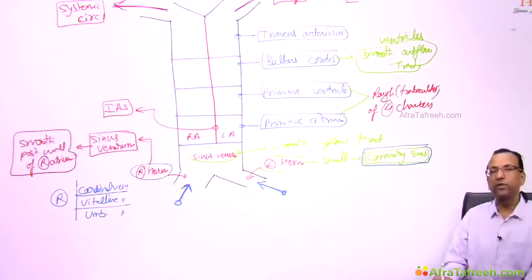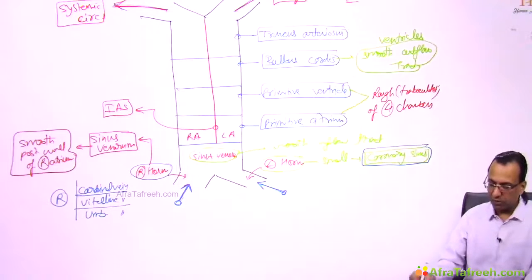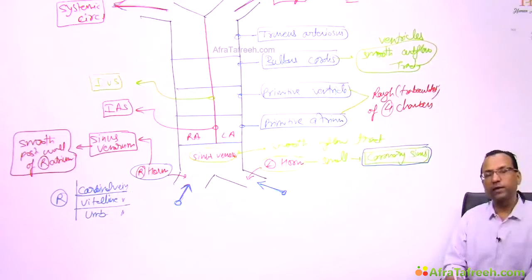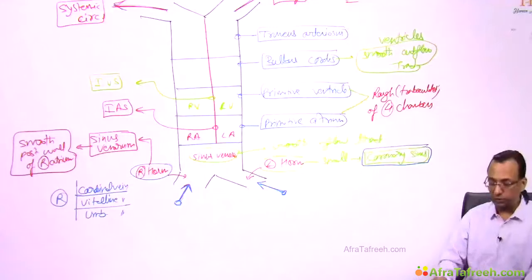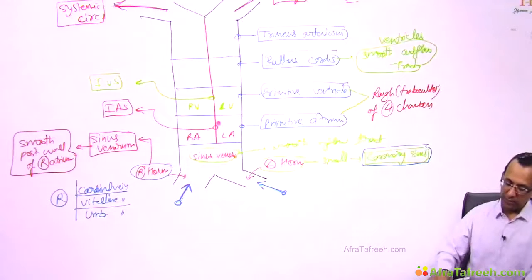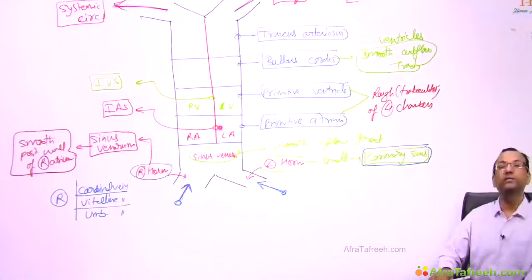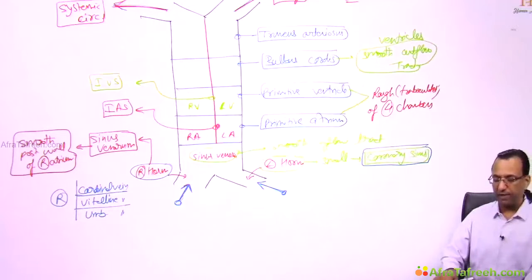And what if it is in the ventricle? Then you will call it the interventricular septum. And the interventricular septum is going to divide the primitive ventricle into the right ventricle and the left ventricle. Yeah, that is the job. You see, the name of this septum depends upon the location where it is present. This is the interatrial septum in the primitive atrium, which is dividing the primitive atrium into right and left atrium.